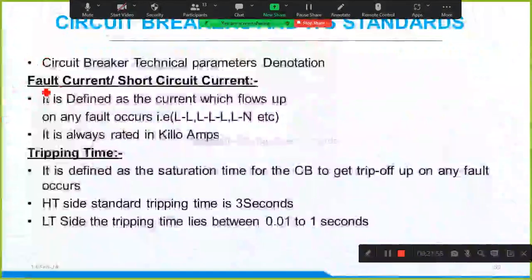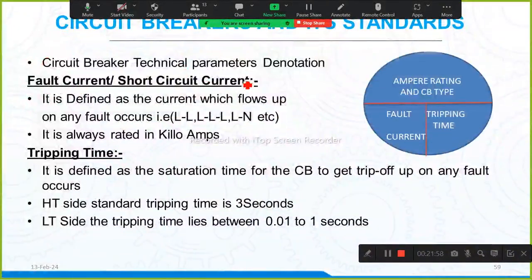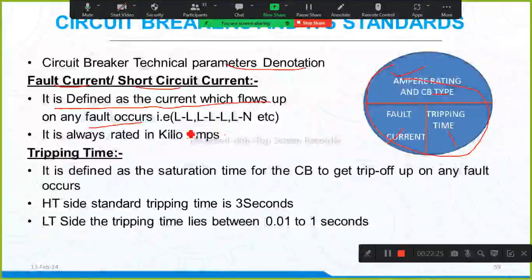Now, how the circuit breaker is denoted technically in AutoCAD: it should be denoted with the symbols I already told you, and these parameters should be represented: the ampere rating of the circuit breaker, the type of the circuit breaker, divided by fault current and tripping time. Fault current or short circuit current, what is that? I told you already, we did the calculation. It is defined as the fault current which flows upon any fault, that is line to line or line to ground, etc. It is always written in kA, which we already calculated. The ampere rating of the circuit breaker we need to calculate, and the type of the circuit breaker, divided by fault current and tripping time.